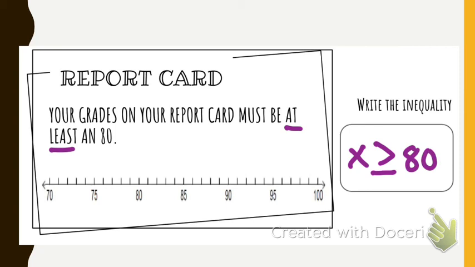So that is a closed circle because that little equal to right there tells me it's a closed circle, and I color it in at 80 and my arrow's to the right.